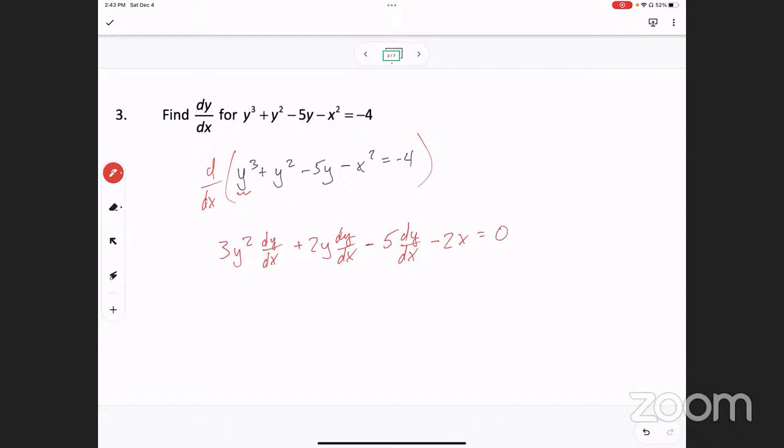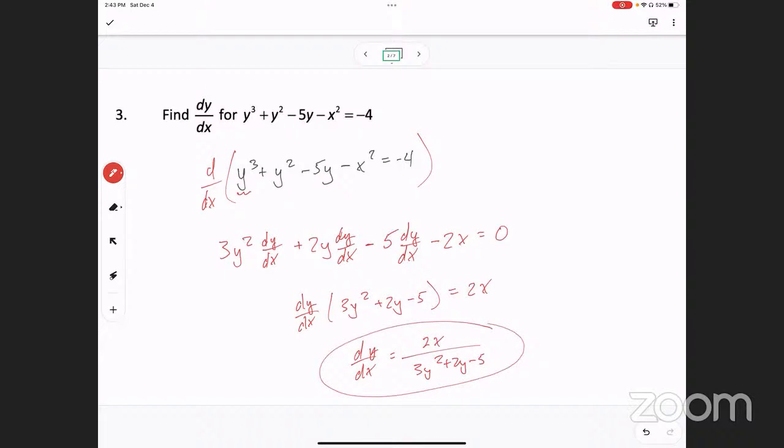Then you factor the dy/dx out of the rest, and then you divide. You got it. That's exactly right. So I factor a dy/dx out, and it's 3y squared plus 2y minus 5 equals 2x, and then divide both sides by that. So dy/dx equals 2x over 3y squared plus 2y minus 5.